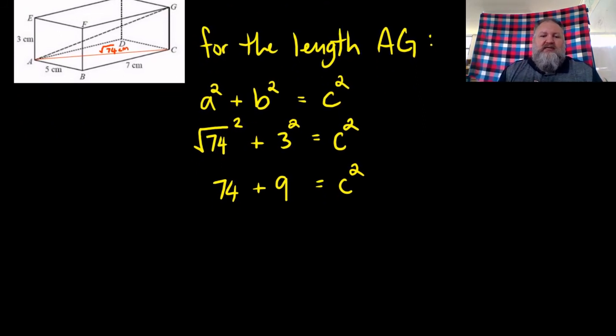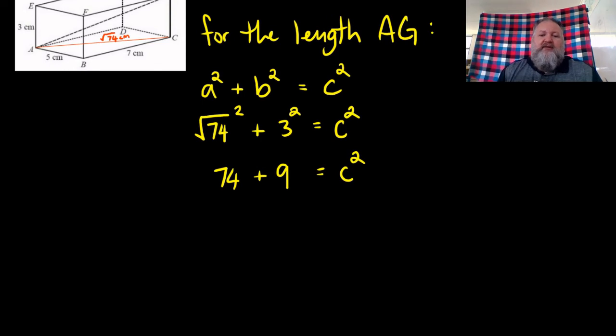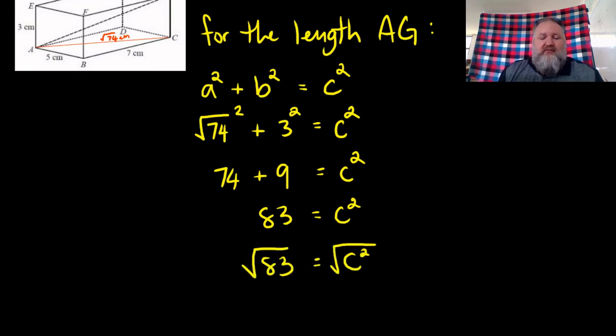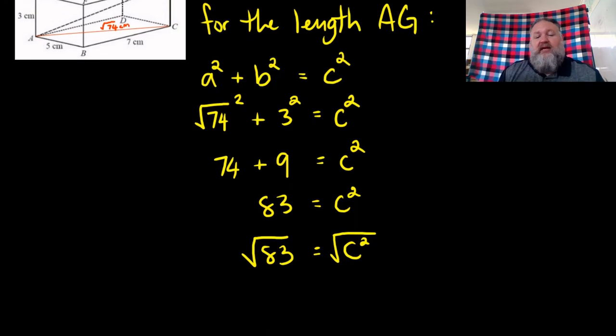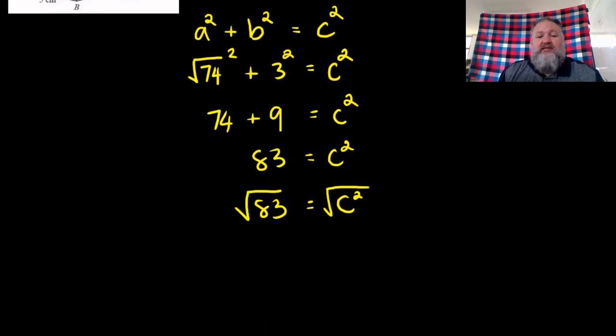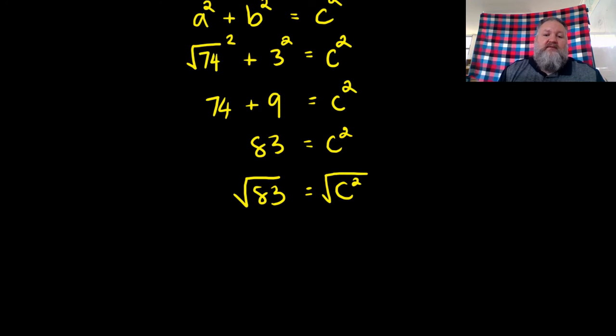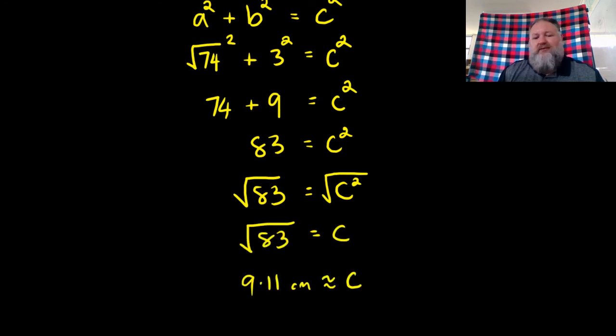Okay, so I can do this. I can now do my 74 plus 9. So 83 will be my number there, which is equal to c squared. Once again, I will find the square root of both sides to get my answer of just c. And here I have the square root of 83 is equal to c. And so 9.11 centimeters is approximately equal to c. Now I'm okay with an approximation as the final answer here because I was asked for a distance, and even though root 83 is a number that will tell you a distance, it's not an easily understandable number in terms of a measurement.